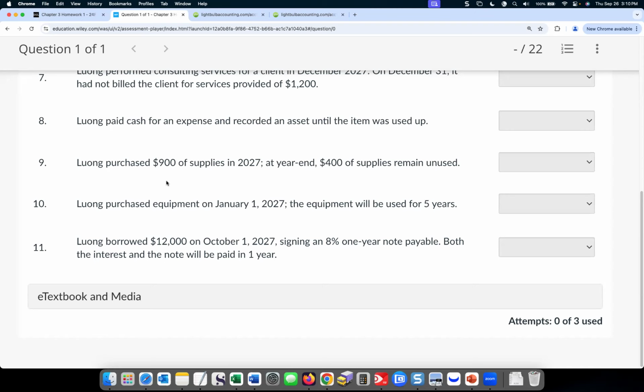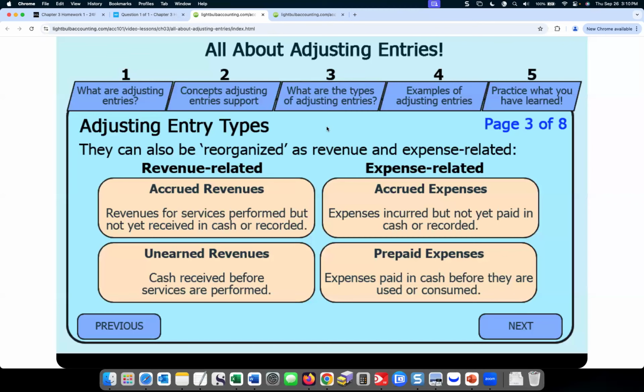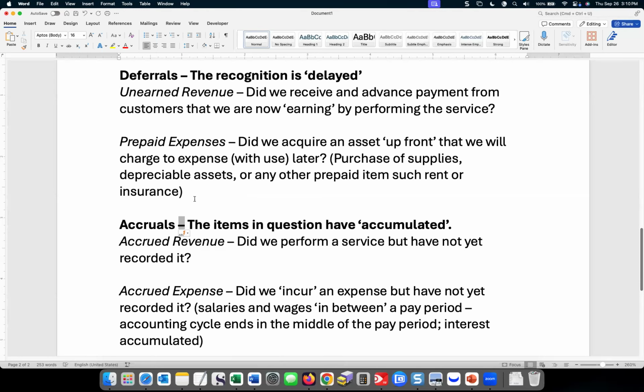9, Luong purchased $900 of supplies in 2027. At year end, 400 of the supplies remain unused. So would this be a revenue or expense related thing? An expense, and which one would it be? Yeah, and again, if I can go to my notes and look at that, we bought something up front that was an asset, and then as we use it up, we're going to charge it to expense. All right, so it'd be a prepaid expense. You got it.